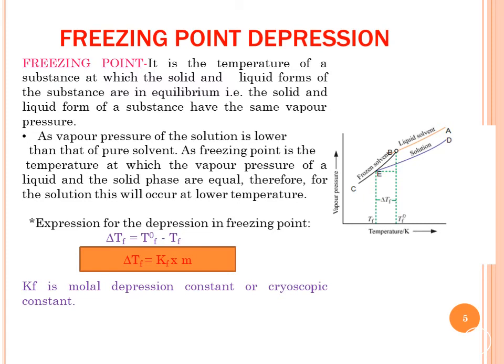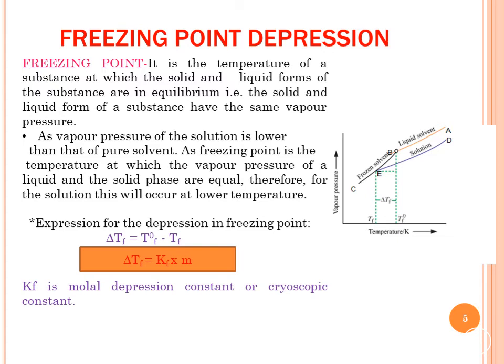Now again we will see this plot of vapor pressure versus temperature. Here the temperature is plotted along the x-axis and vapor pressure along the y-axis. Once again I am repeating the definition of freezing point. You have to keep this definition in your mind: it is the temperature at which the solid and liquid forms of a substance are in equilibrium, or the solid and the liquid form of the substance have the same vapor pressure. First we will consider the case of liquid.